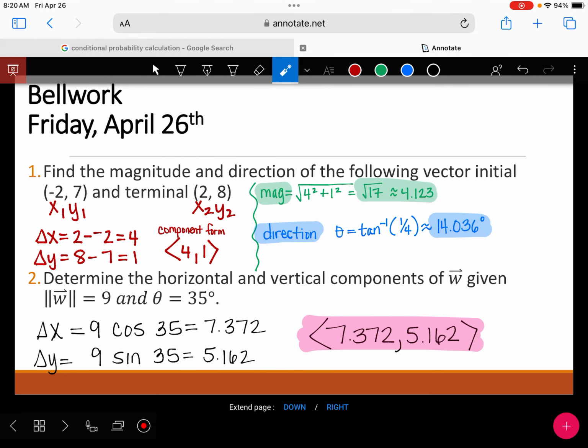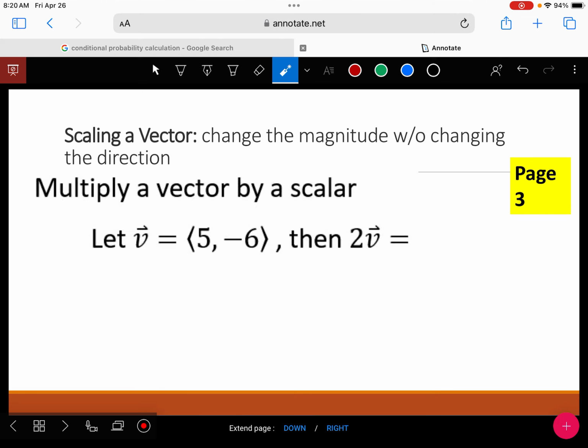Okay. If you go to page 3, the question where it says scaling a vector, let's talk about that. Scaling a vector is the same thing as multiplying. Whenever you scale a vector, you are stretching it, but you're not changing the angle of its projection. This is similar to what we did yesterday when we talked about operations of vectors.